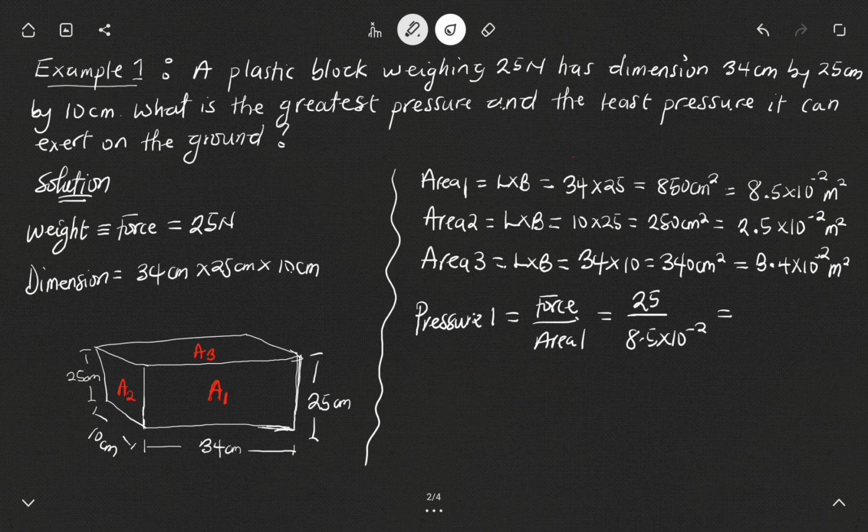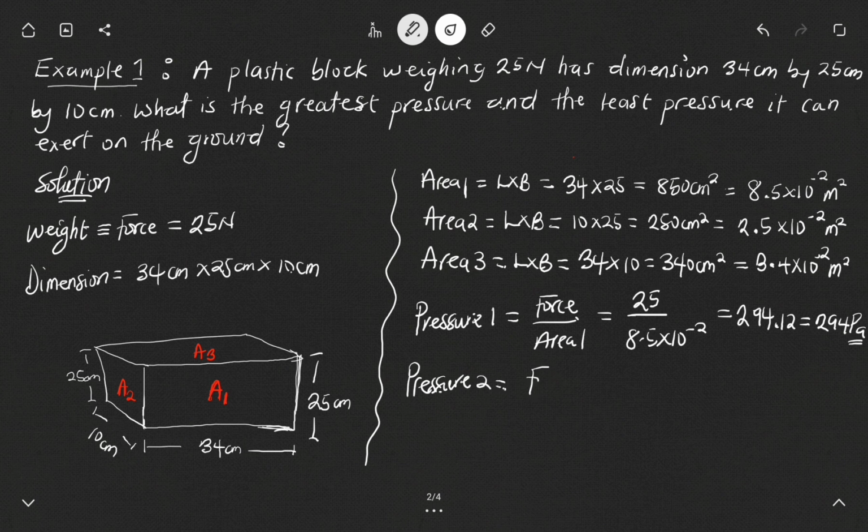If we compute this on our calculator, we get 294.12, which to the nearest whole number is 294 Pascal. The unit for measuring pressure is Pascal or Newton per meter squared. So our answer over here is 294 Pascal. Let's look at pressure 2.